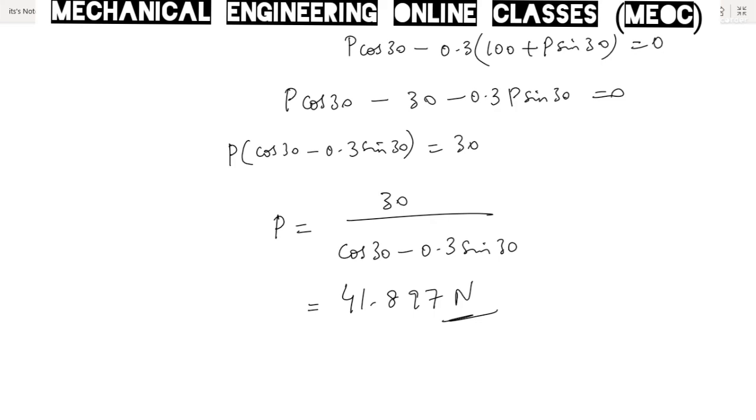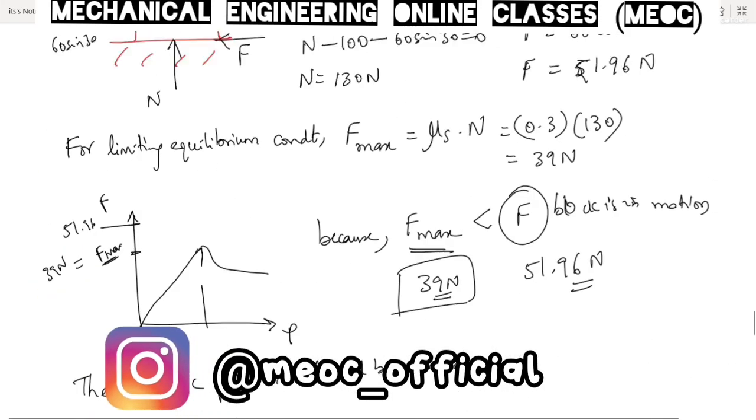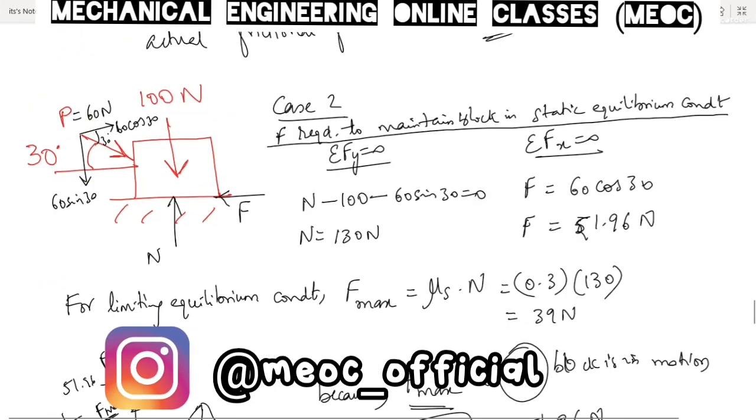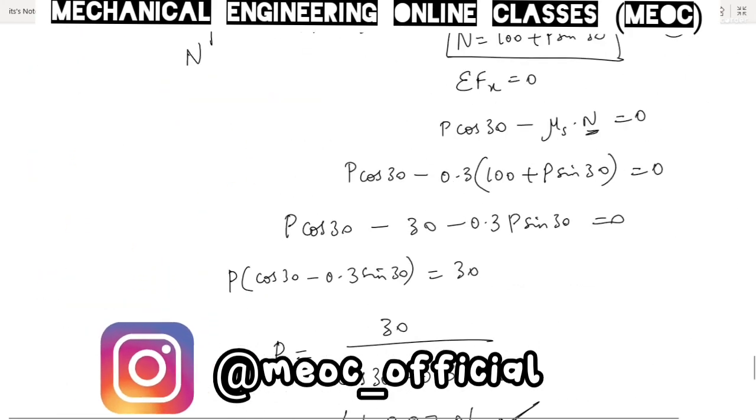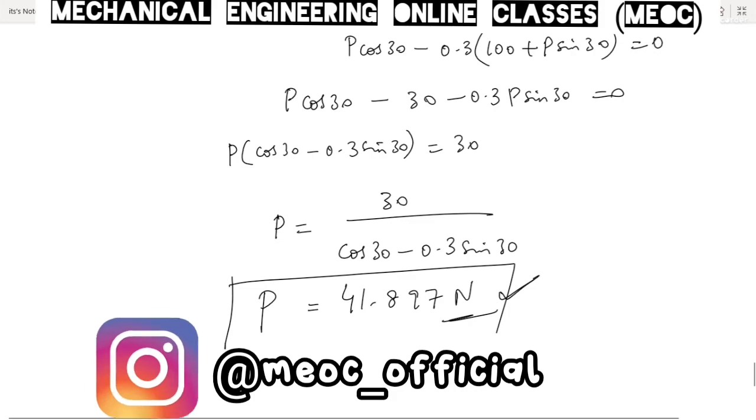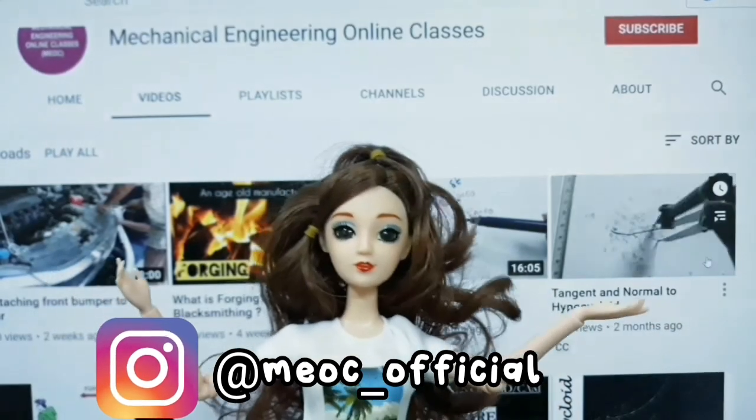So that's the reason we have got two cases. The first case is the object is not moving, it is at rest. In the second case, because P is more than this 41.897, or simply 41.9, the object is in motion. So this is the value of P at the impending motion, or when the block is just about to move.